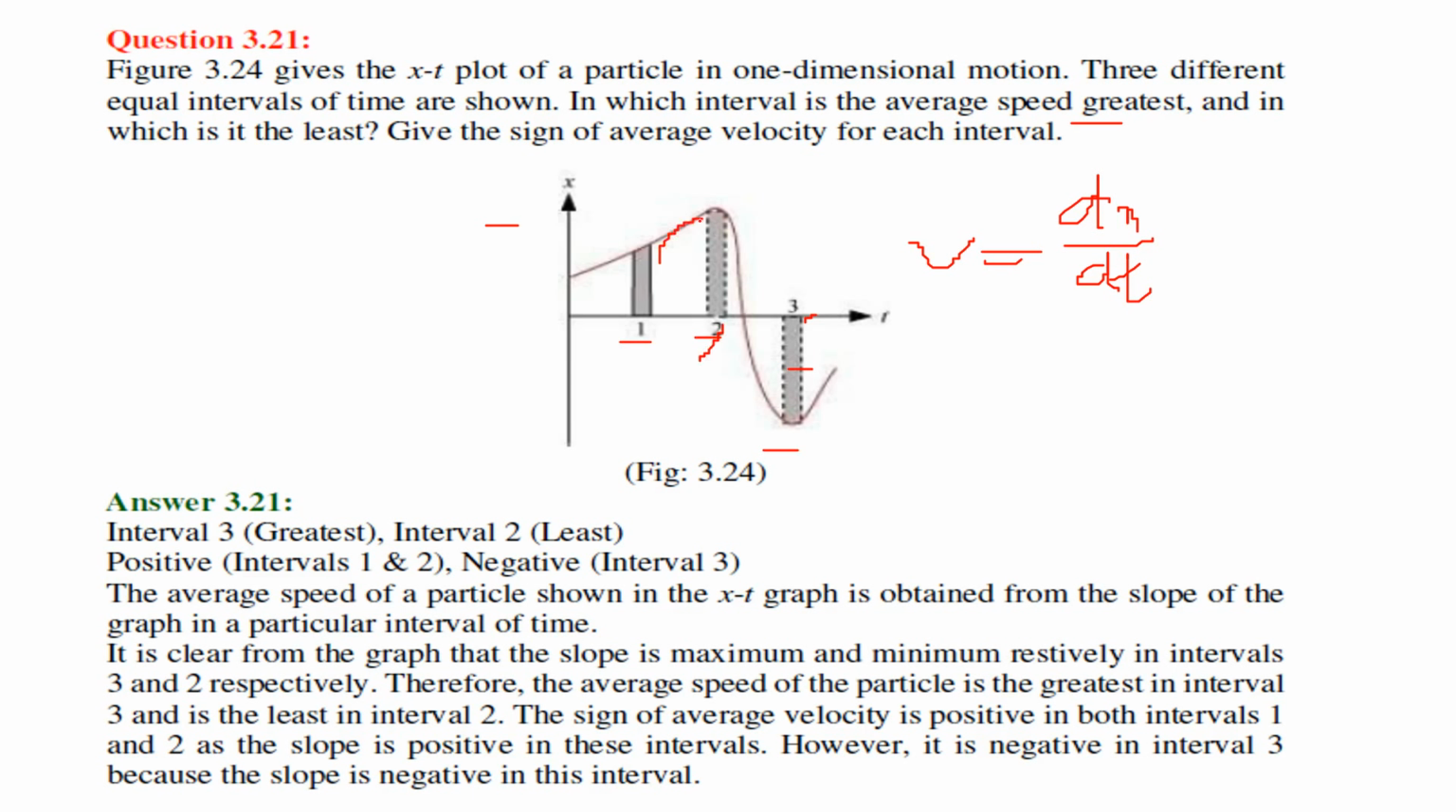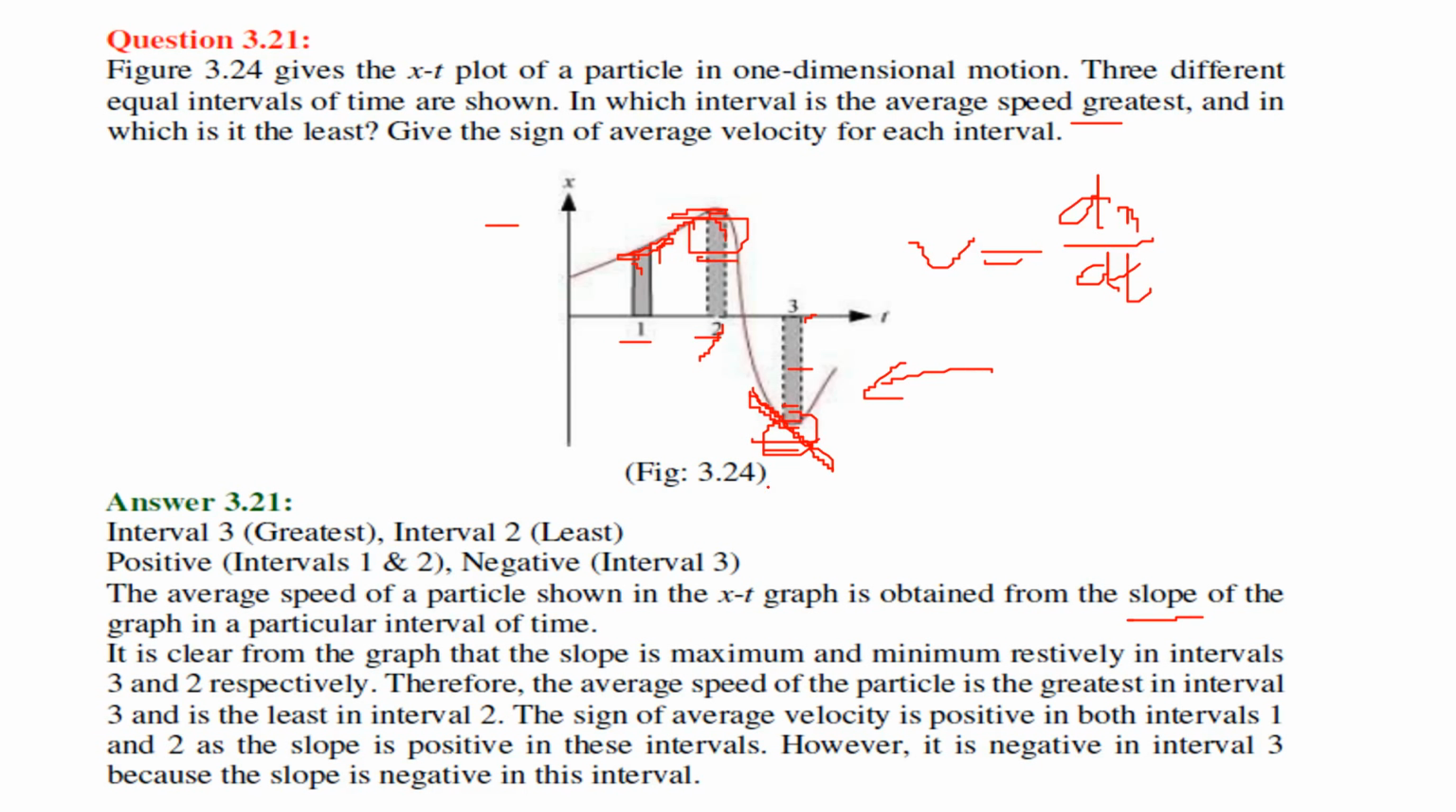In intervals 1 and 2, we have positive values, and in the third one, we have negative. What is positive, what is negative? Let me tell you. The average speed of a particle is shown in the x-t graph. To obtain it, we have to find the slope of the graph in a particular interval of time. From the graph, the slope is maximum and minimum at 3 and 2. This is the maximum slope, and this is the minimum slope. These two have more slope than this one. So average speed of a particle is greatest in interval 3 and least in this one.